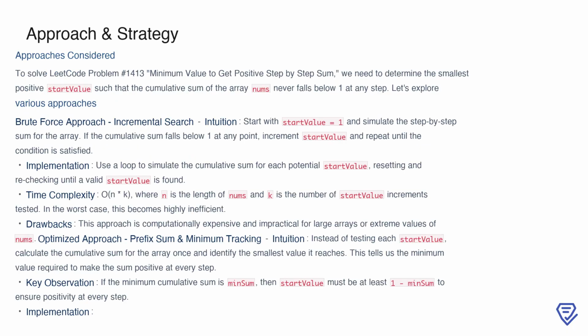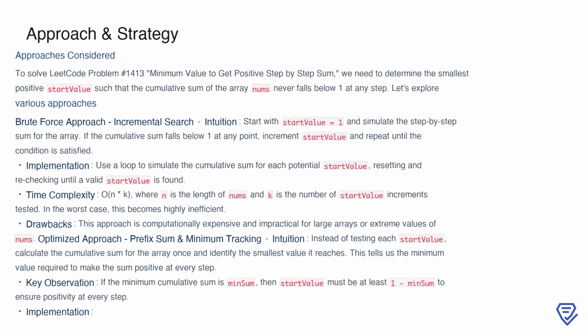To solve problem number 1413, the goal is to find the smallest positive start value such that the cumulative sum of the array nums never drops below 1 at any step. One straightforward way to approach this is through a brute force method, where we start with start value equals 1 and simulate the step-by-step sum. If at any point the cumulative sum falls below 1, we increment start value and repeat the process.